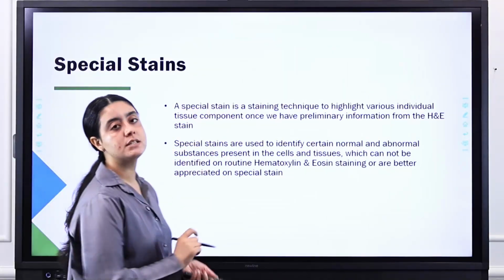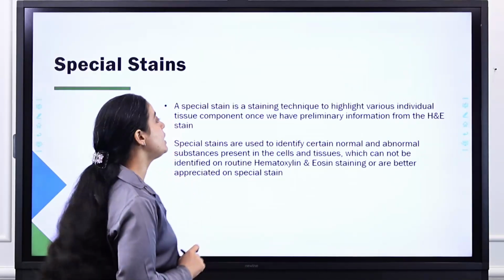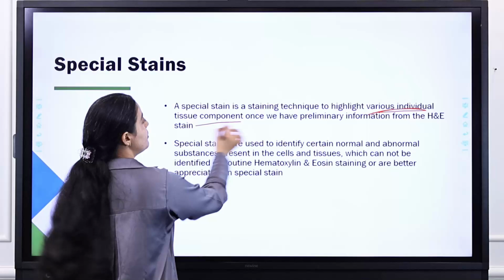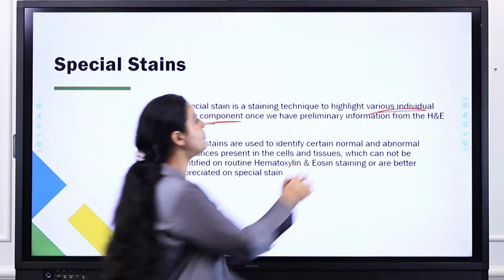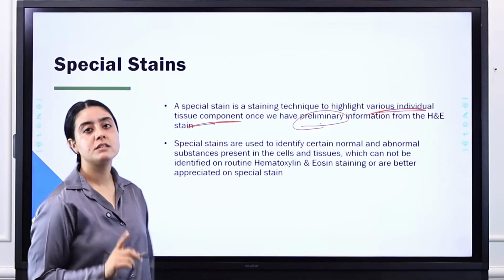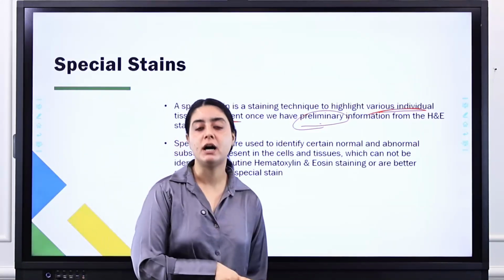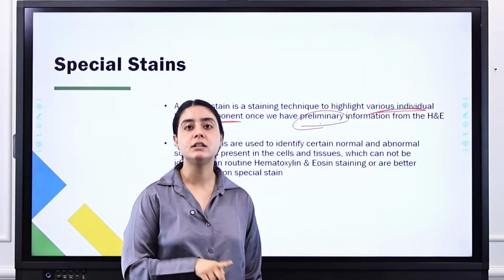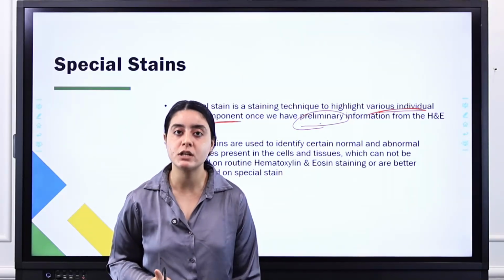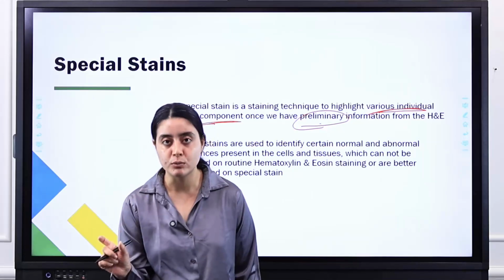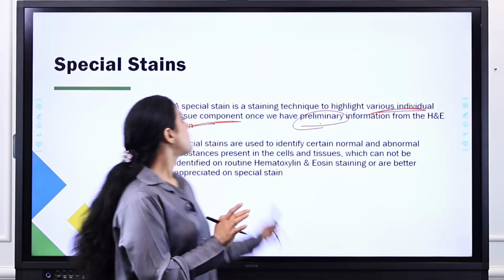So special stains are staining techniques to highlight various individual tissue components once we have preliminary information from the H&E staining. As we discussed in the first part, H&E staining is the routine staining. We do this staining on a routine basis in our histopathology lab, and it gives us a preliminary clue.